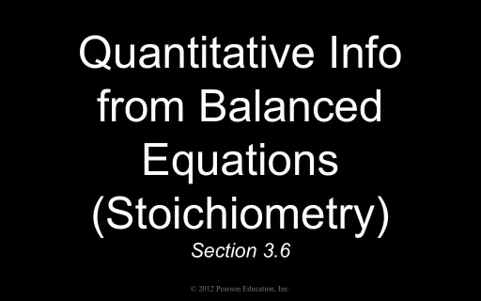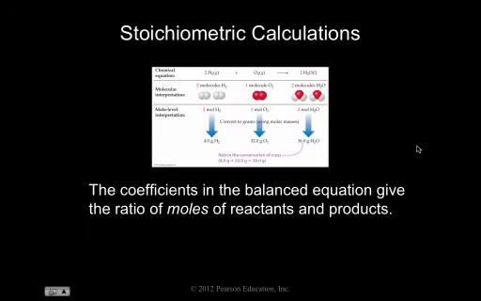Hi, this is Mrs. Basin, and in this section we're going to look at quantitative information from balanced equations. Now what we know this as from honors chem is stoichiometry. All stoichiometry is looking at the relationship between reactants and products and using a mole ratio in an equation to help us predict reactants used and products formed.